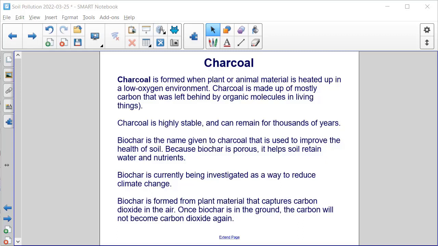Biochar is currently being investigated as a way to reduce climate change. Biochar is formed from plant material that captures carbon dioxide in the air. Once biochar is in the ground, the carbon will not become carbon dioxide again.